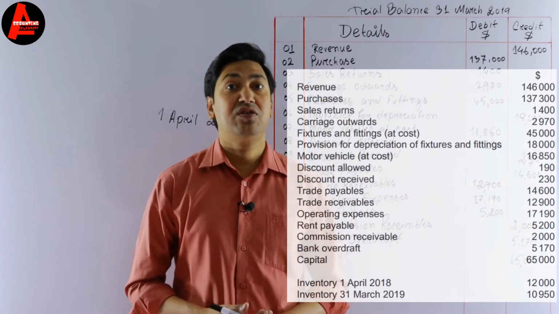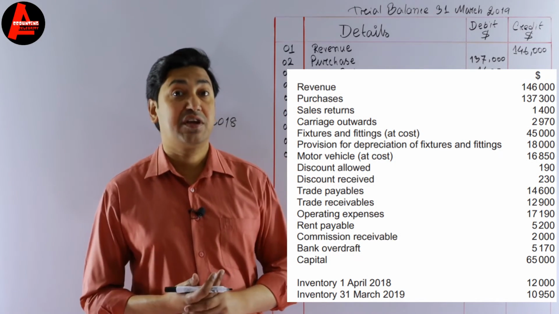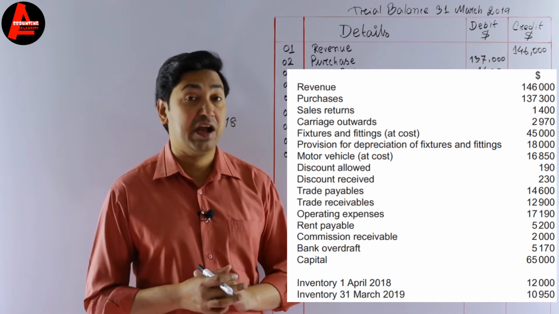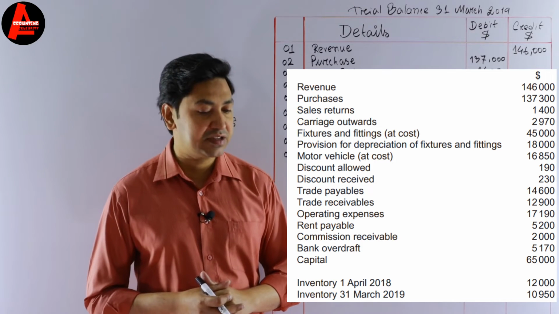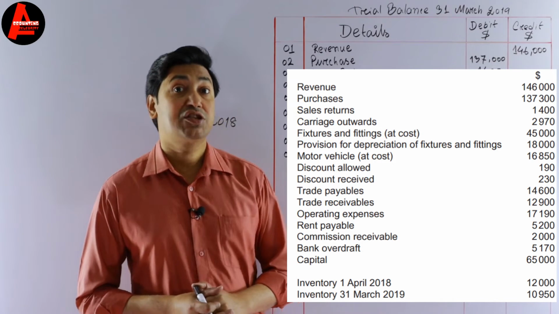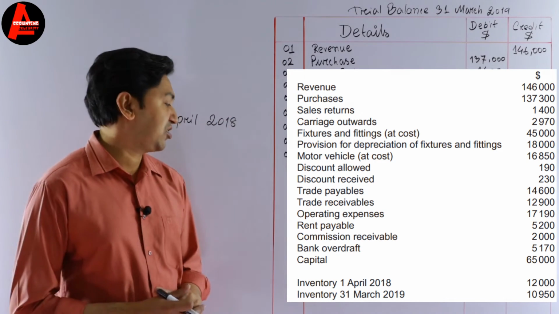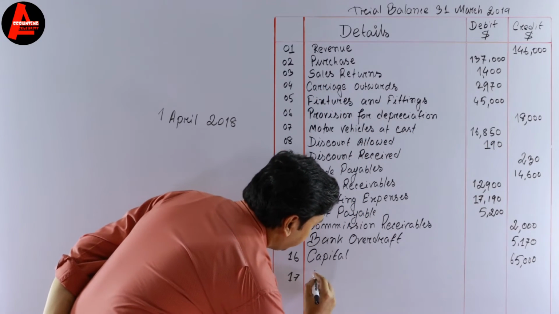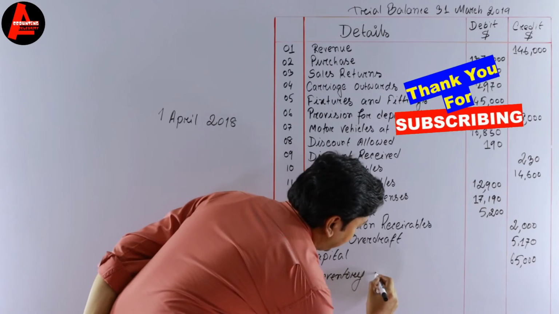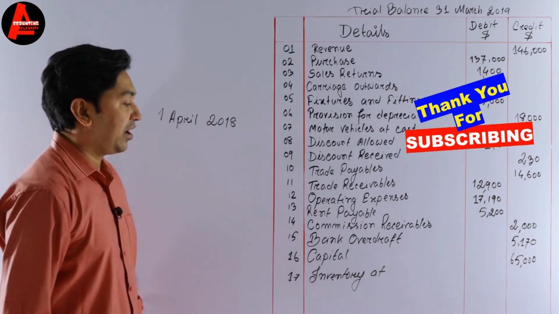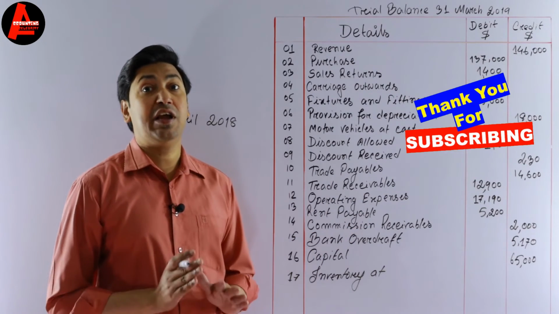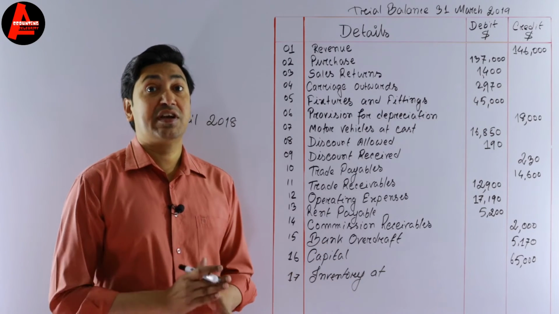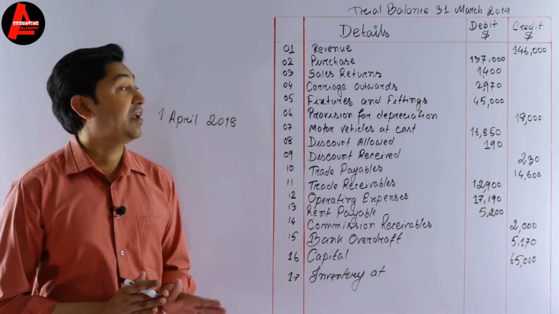Okay, now the last two items. Inventory 1st April 2018, which is $12,000. And inventory at 31st March 2019 is $10,950. So which one will be included? Okay, so let us write here first of all inventory. Which one will be included? So guys, don't forget opening inventory will be included on the trial balance. Okay, so closing inventory will never be included in the trial balance.